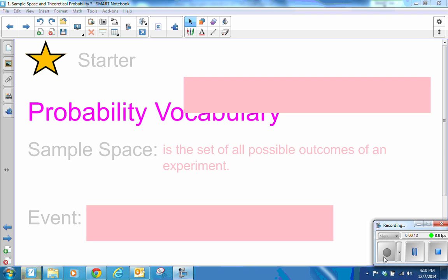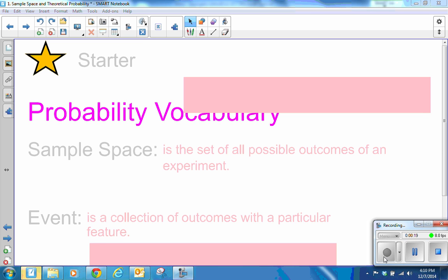A sample space is the set of all possible outcomes of an experiment. And an event is a collection of outcomes with a particular feature. You can use this space to write other words that you're going to see in the unit.